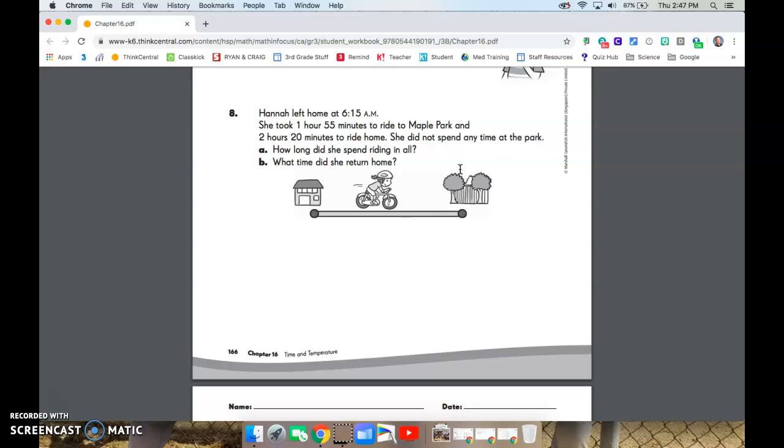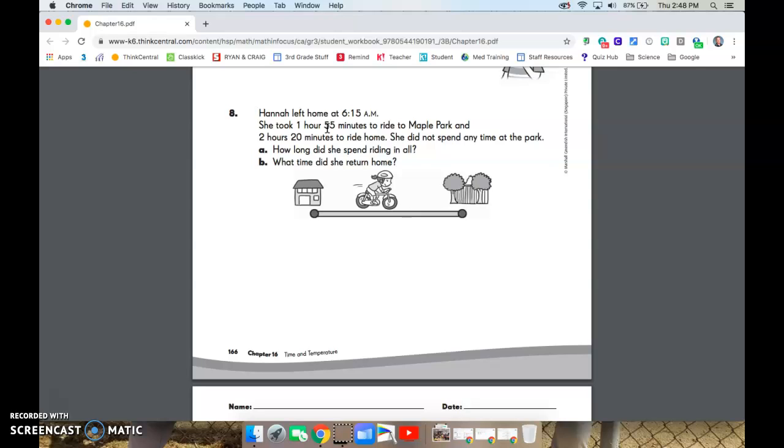So I think an easy way to figure that out is first let's do how many hours and minutes she took riding. Okay, so we have 2 hours and 1 hour is 3 hours. Okay, 55 minutes plus 20 minutes is 75 minutes. Now let's switch that to total hours and minutes. So we can't have the 75 minutes if we're doing it like that. So we got to take away 60 from the 75.